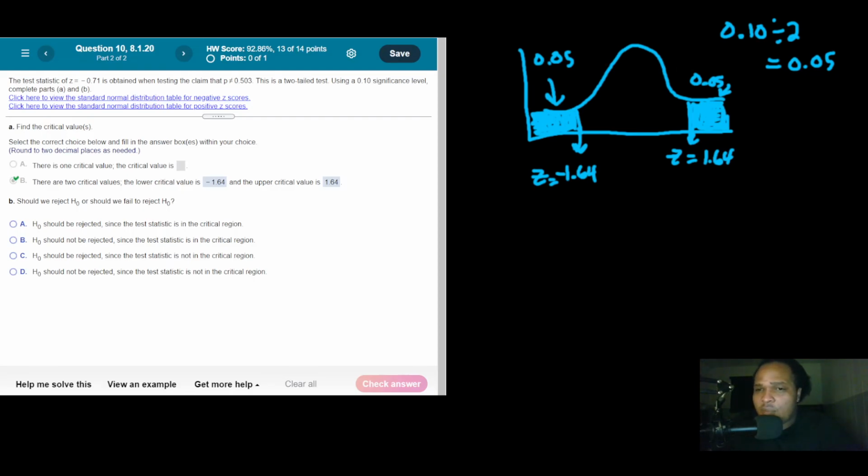Well, it's not going to be over here. It's definitely a negative number. It has to be somewhere over here to the right, because if it was less than negative 1.64, it would be like maybe negative 2.5 or something like that over in this direction. But our test statistic is only over here, negative 0.71. So this is another fail to reject. So once again, we fail to reject, which means we're not going to reject. So H0 should not be rejected. So it's either going to be B or C, and it's because it is not in the critical region.